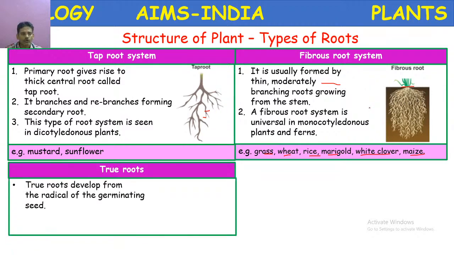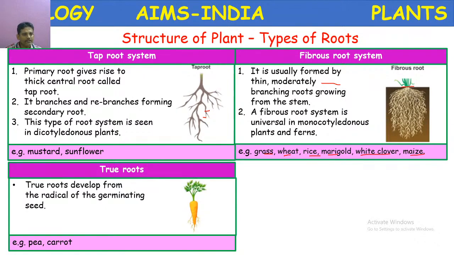Next, true root. Here, true root means a single root is present, the main root. Example, carrot. Roots developed from the radicle of a germinating seed are called true roots. For example, here carrot and pea are given.